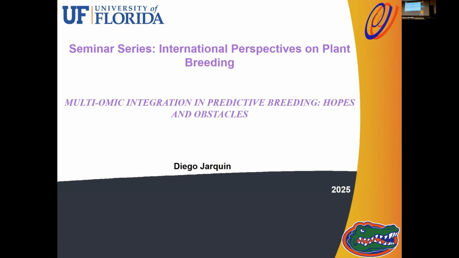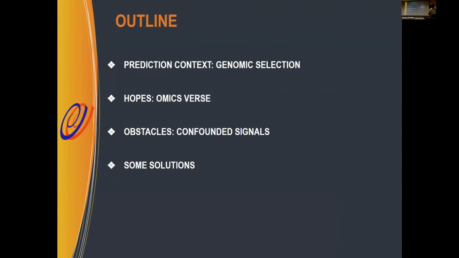So I titled this talk Multi-omic integration in predictive breeding: hopes and obstacles. And the idea is to try to understand a little bit what the main goals are that we are trying to solve, especially if you are breeding. Many times we are trying to improve prediction methods, but probably the goal is not clear for us, what we want to predict. So hopefully this talk is going to help a little bit to clarify those things.